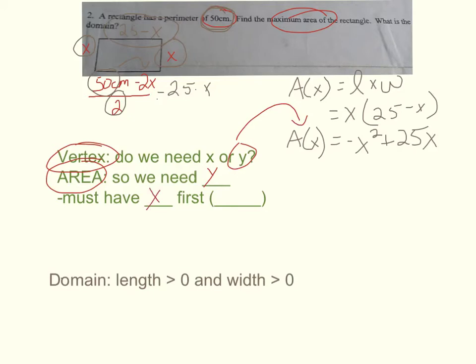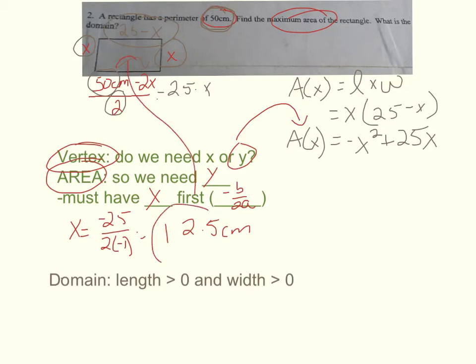And to find that x, you have a handy-dandy little formula, the opposite of b over 2a. Here we go. The opposite of b would be negative 25, divided by twice negative 1. That's 12.5 centimeters. That's the value of x that maximizes the area, the vertex, but that's not what I want. I want the maximum area possible for this rectangle right there.